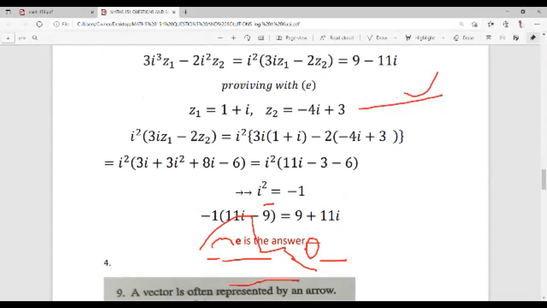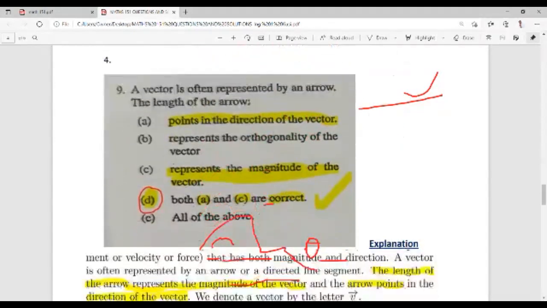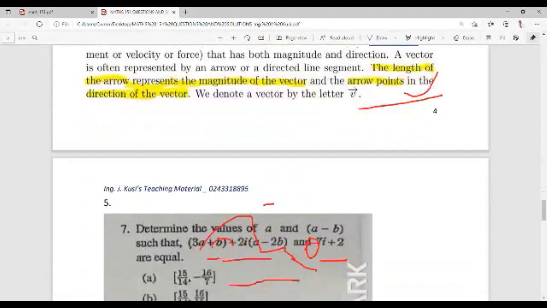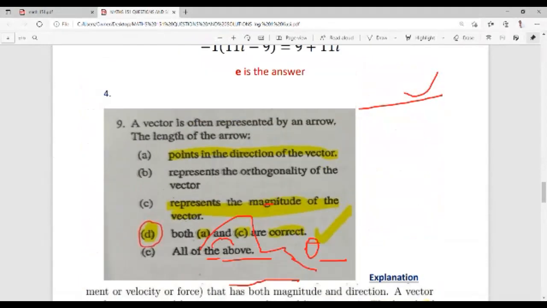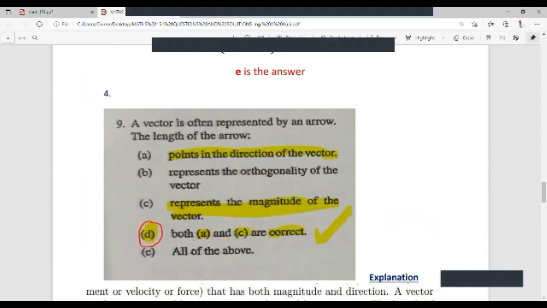So now, okay, let's handle this question, number 9. Number 9 is a better question. It says a vector is often represented by an arrow. The length of the arrow is... We have not just done it, but I'm going to give you the explanation for the answer.